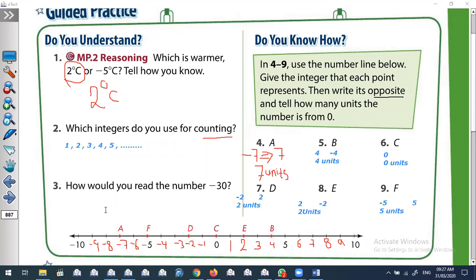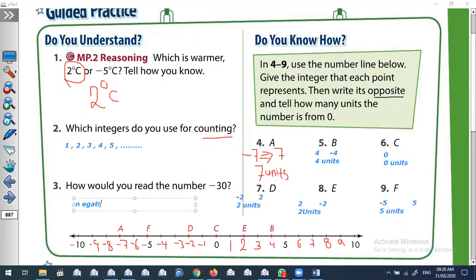The next one, how would you read this number? Who can tell me? Yes, repeat after me. Negative 30. Negative 30. This is not minus. Minus is an operation. This is a sign. Negative 30. So we read it like that.